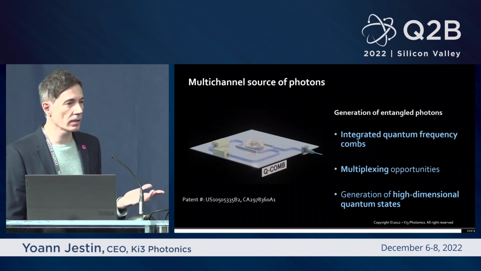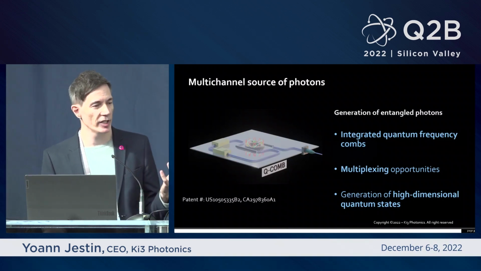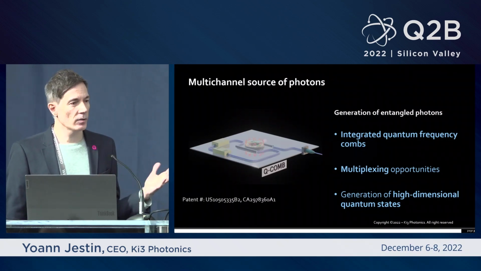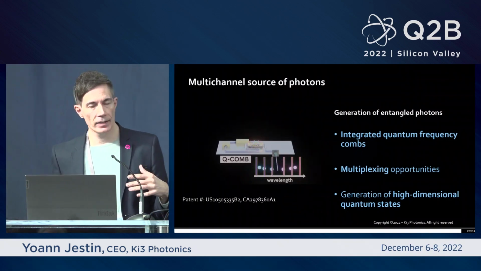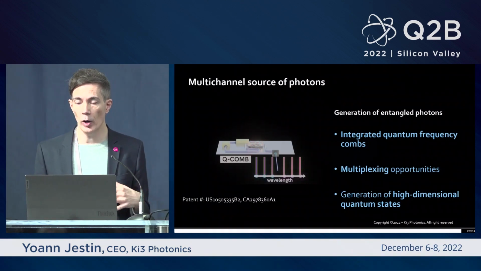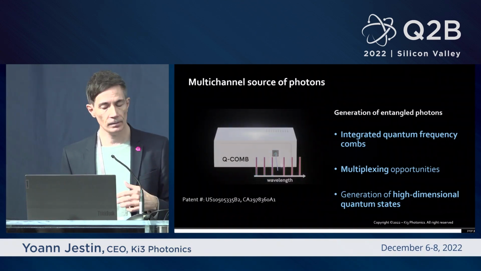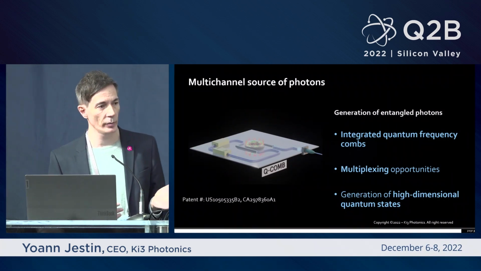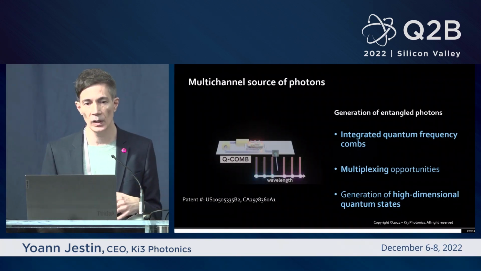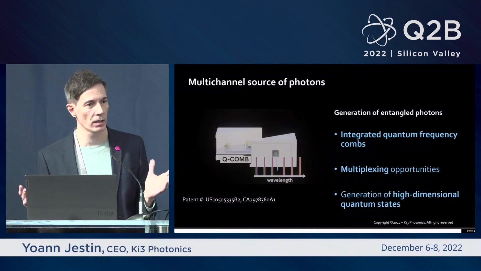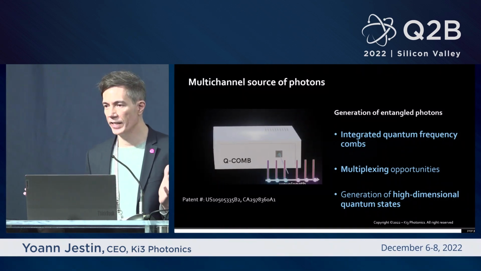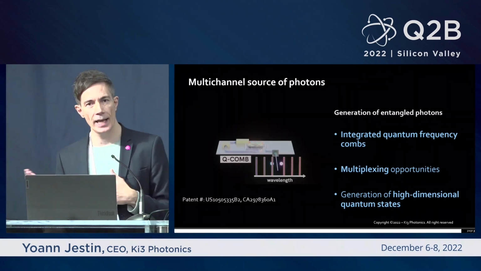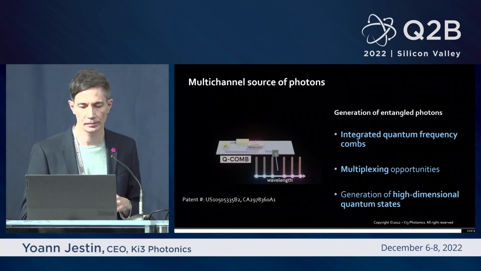So in detail, we are building a multi-channel source of photons. This source can generate entangled photons over an optical frequency comb. By using integrated optic components and off-the-shelf telecommunication components, we can generate quantum signals over 50 ITU communication channels, spanning the S, C, and L bands of telecommunication.